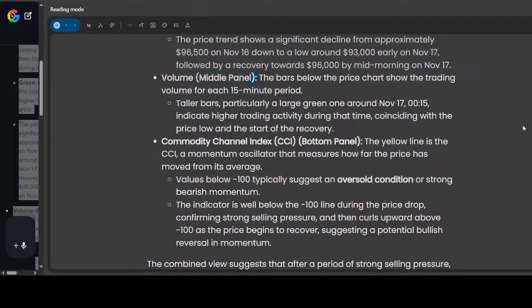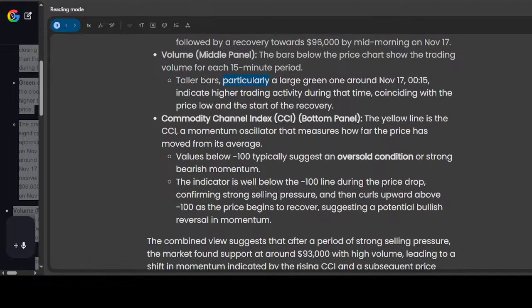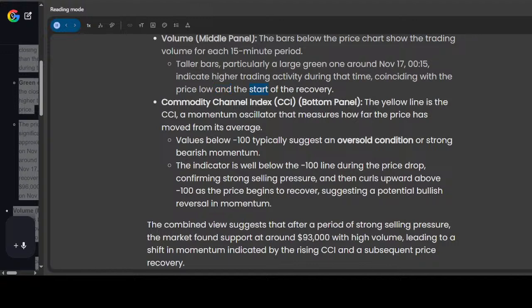Volume, middle panel. The bars below the price chart show the trading volume for each 15-minute period. Taller bars, particularly a large green one on November 17, indicate higher trading activity during that time, coinciding with the price low and the start of the recovery.